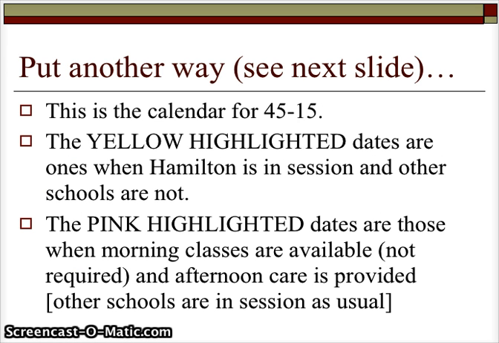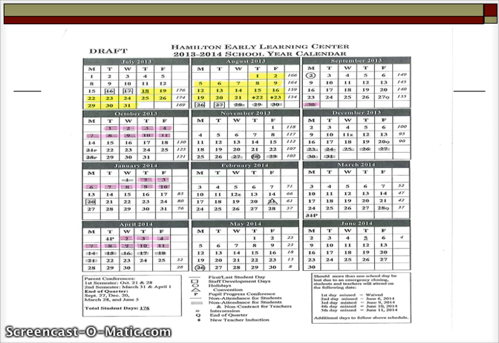So another way to think about this, and I'll show it more clearly on the next slide, the yellow days on this calendar show the days when Hamilton students would be going to school and the rest of the district wouldn't. For those of you who have been familiar with summer school, there is some overlap here. Summer school will continue through August 2nd as it has in years past, so many of our students in our district would be in school during this time. The pink highlighted days then are the days when Hamilton students would not be required to be at school, but the rest of the district is.